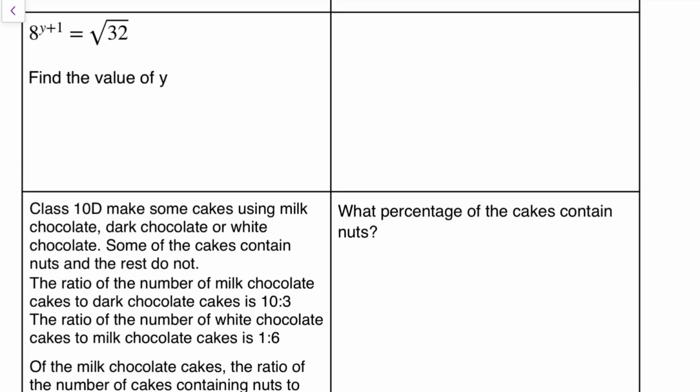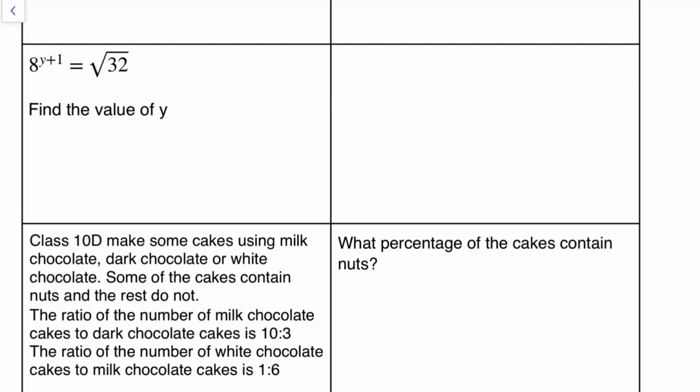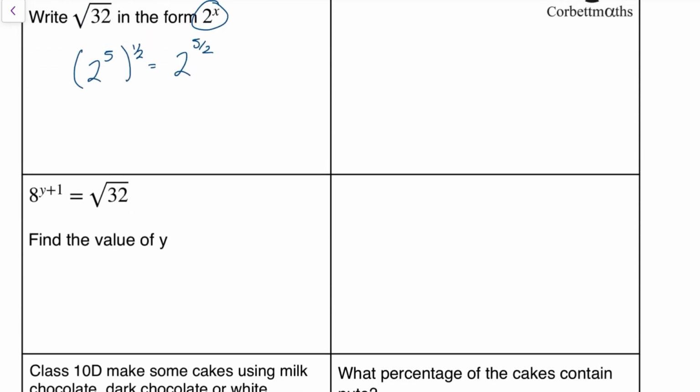8 to the y plus 1 equals root 32. Now, interestingly, I believe I'm going to use the thing I've just worked out. Yes, I am. So 8 is the same as 2 to the power of 3. So I've switched my 8 for a 2 to the 3, and then I'm doing that to the power of y plus 1, where the whole thing is to the y plus 1. And root 32 I've just worked out is 2 to the 5 over 2.